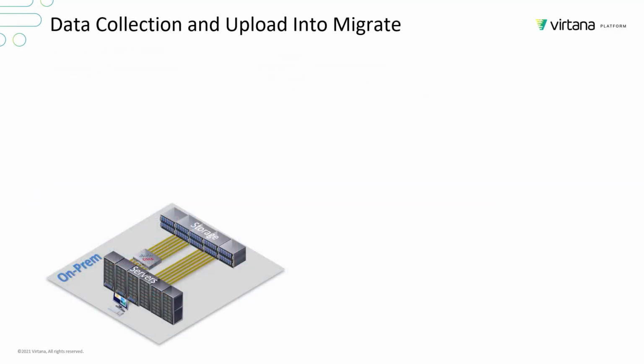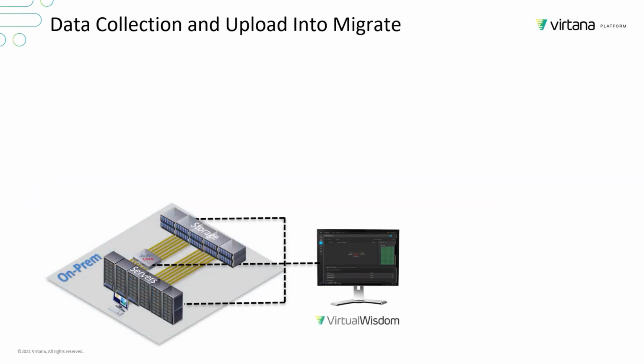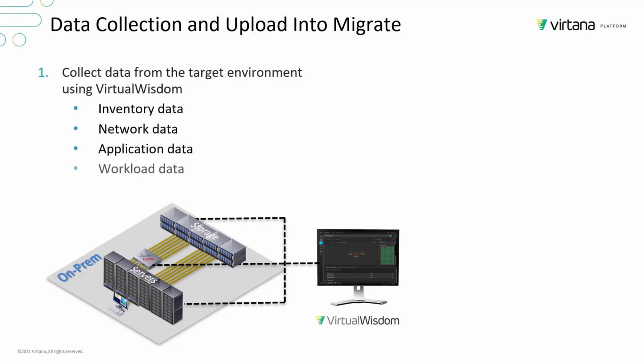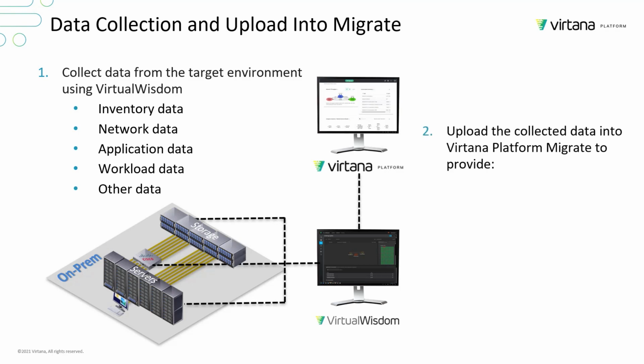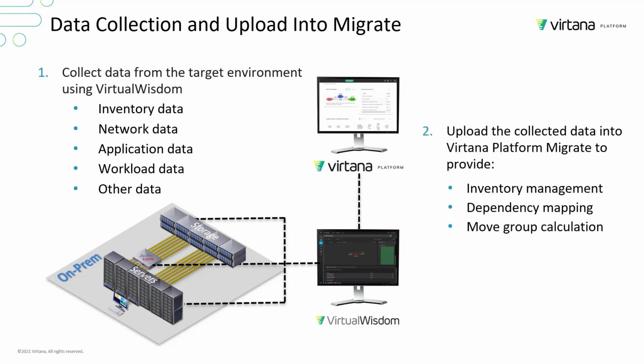Virtual Wisdom discovers the workload infrastructure assets and collects key performance and operational metrics to fully understand each workload's profile before migration. This data is uploaded into Virtana Migrate, where you can identify dependencies between related workloads, infrastructure, and IT services to create target move groups of applications and services to migrate together for improved performance and reduced risk.